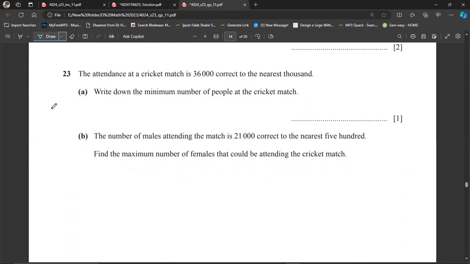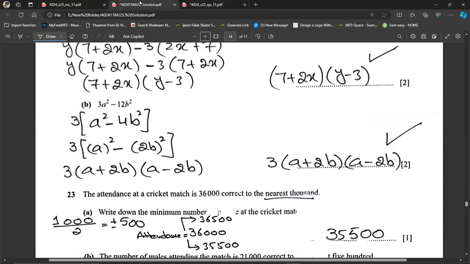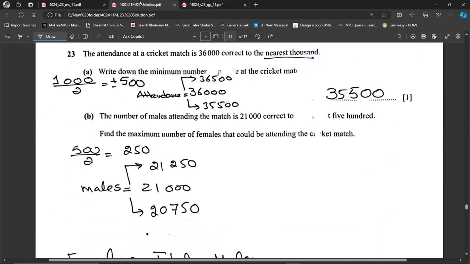Question number 23. The attendance at a cricket match is 36,000, correct to the nearest thousand. Write down the minimum number of people at the cricket match. So this is correct to the nearest thousand. It's a very tricky question, very conceptual actually. 1,000 divided by 2, that's 500. So 36,000 is their estimate. Add 500, you will get the upper bound. Subtract 500 and you will get the lower bound.